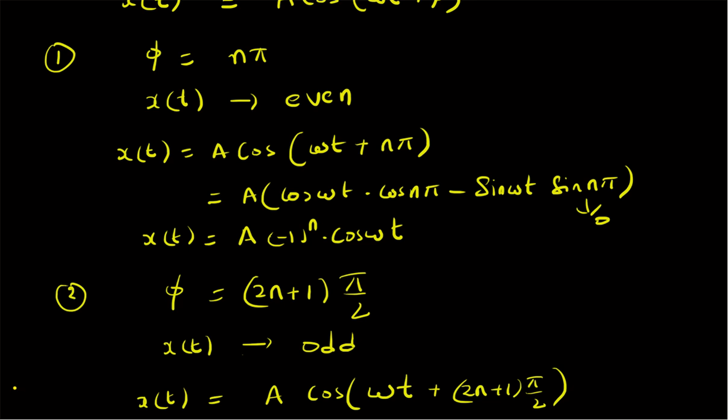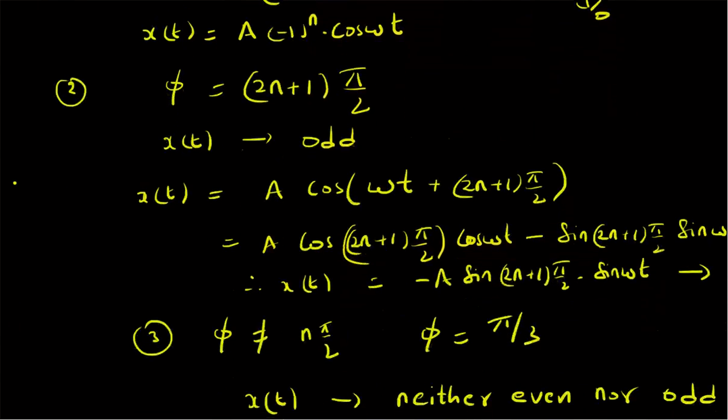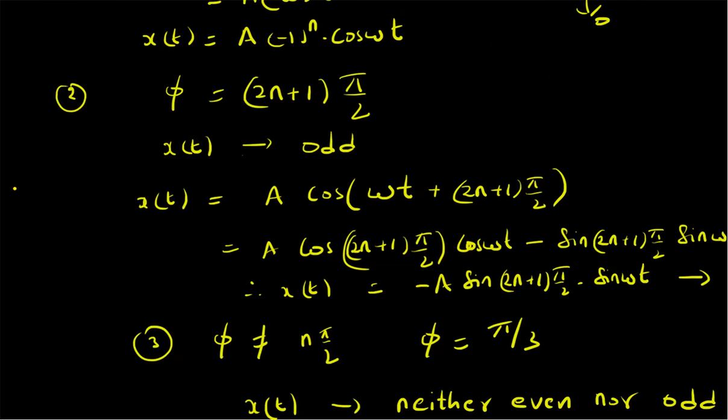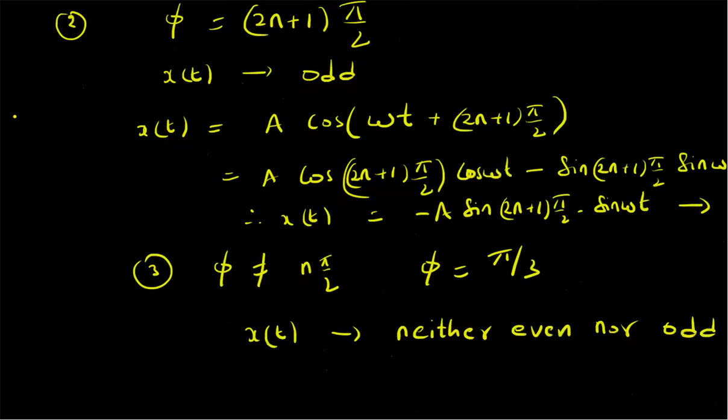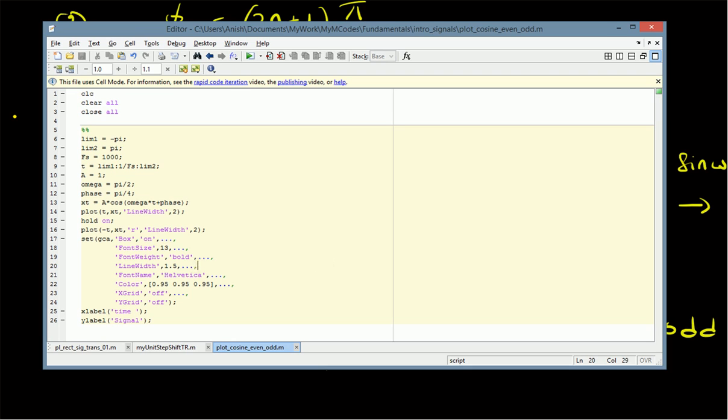cos of omega t multiplied by a constant. And similarly, for phi equal to an odd multiple of pi by 2, that is phi is equal to 2n plus 1 into pi by 2, x of t simplifies to a constant multiplied by sine of omega t, that is, it is always an odd signal. And finally, for a phase value that is not equal to a multiple of pi by 2, it is neither n pi nor 2n plus 1 into pi by 2, in that case x of t is found to be neither even nor odd. And we have verified the same using MATLAB.